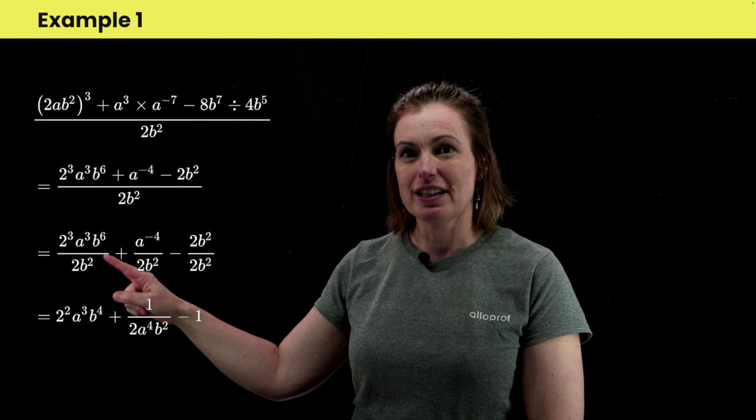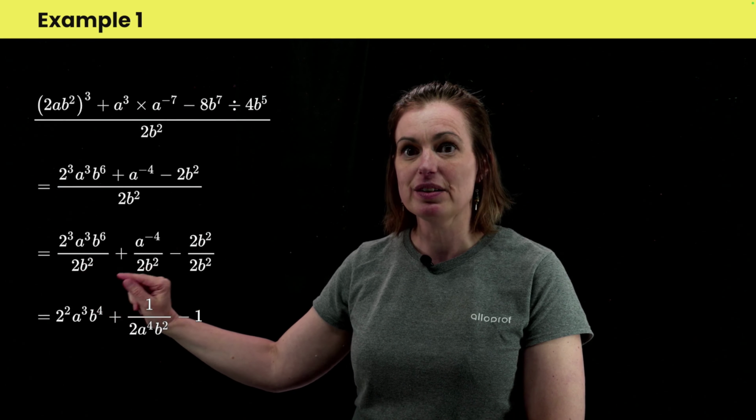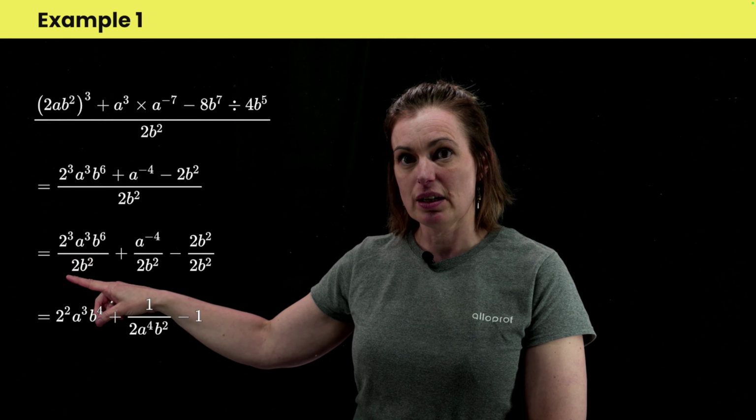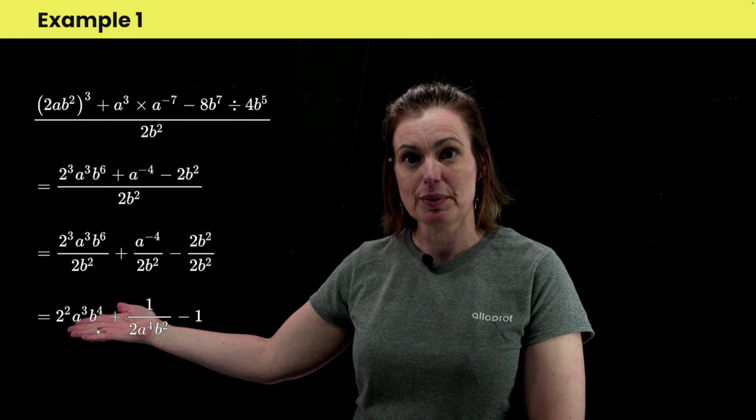I was able to cancel out the b's on the bottom. So now I've gotten rid of all b's in the denominator position. And I'm also able to subtract exponents with the base 2. So I have no denominator left in my first term.